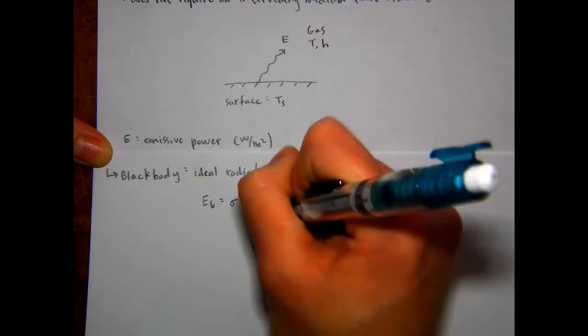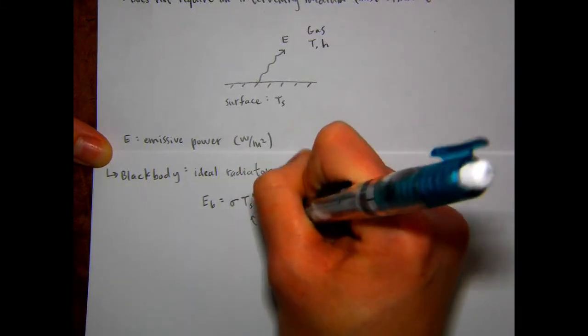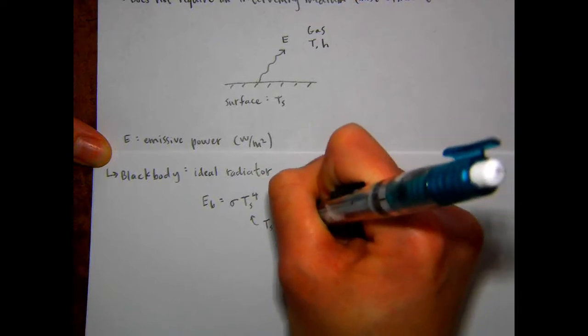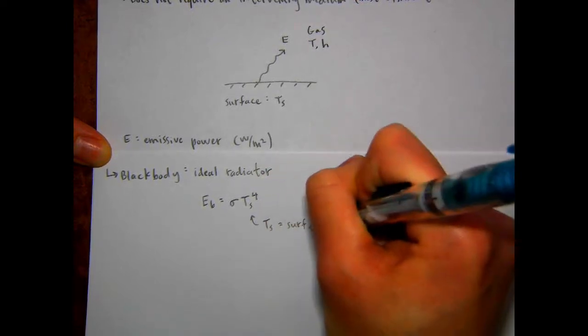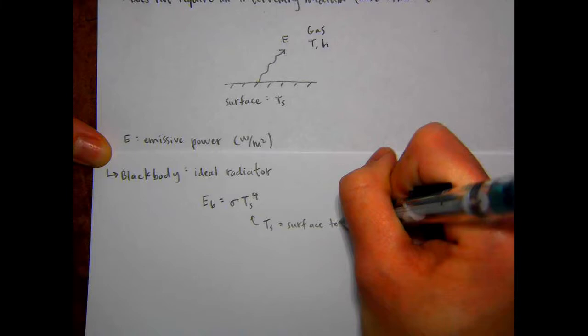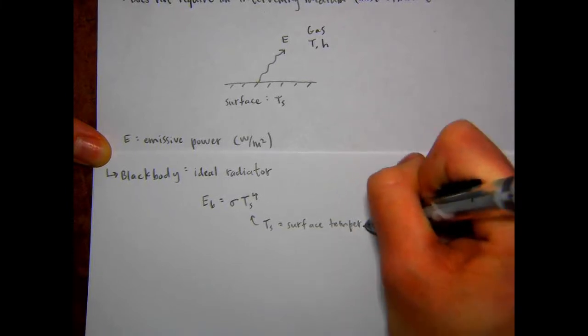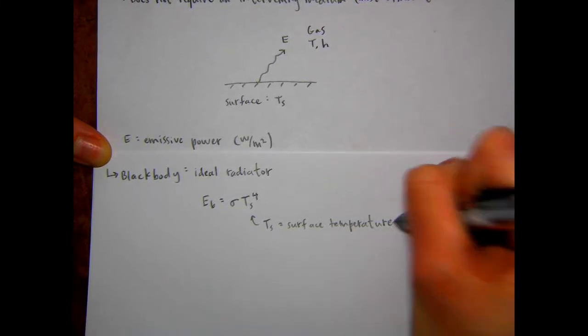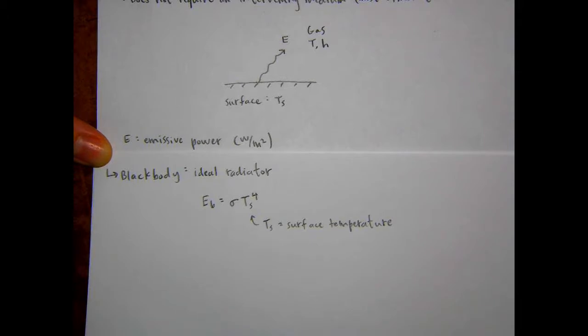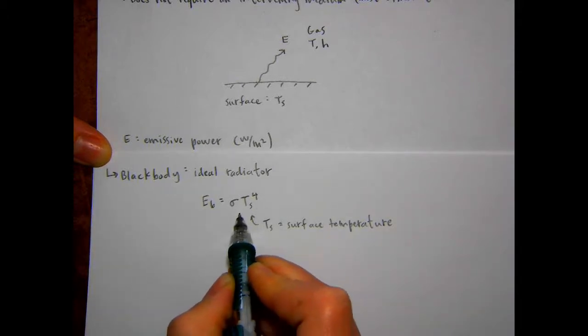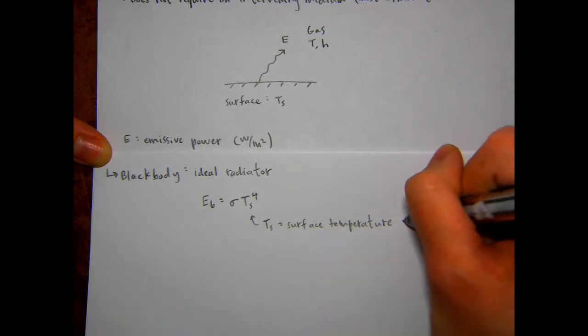So here, T sub s is the surface temperature, and note, this is important, this is not a delta, so this is in Kelvin.